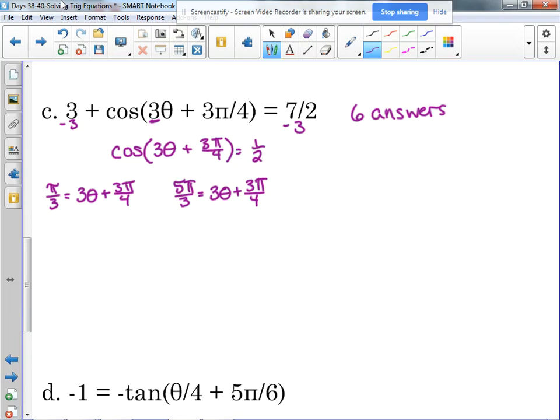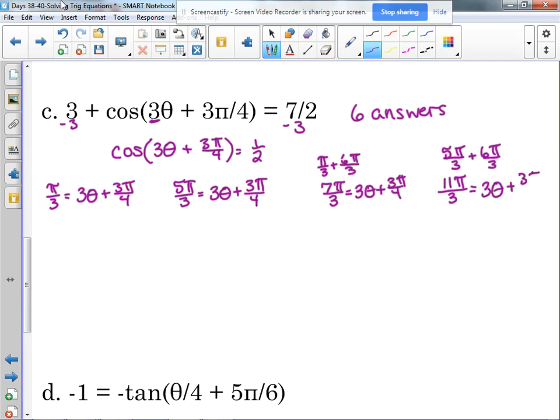Now this time it was a positive 3 theta, so this time I'm going to go with positive coterminal angles because I'm not going to end up dividing by the negative to reverse having the negative. So I'm going to add 2 pi over 3, so pi over 3 plus 6 pi over 3. That's going to give me 7 pi over 3 is equal to 3 theta plus 3 pi over 4. I'm going to add 6 pi over 3 to 5 pi over 3, which is going to give me 11 pi over 3 equal to 3 theta plus 3 pi over 4.